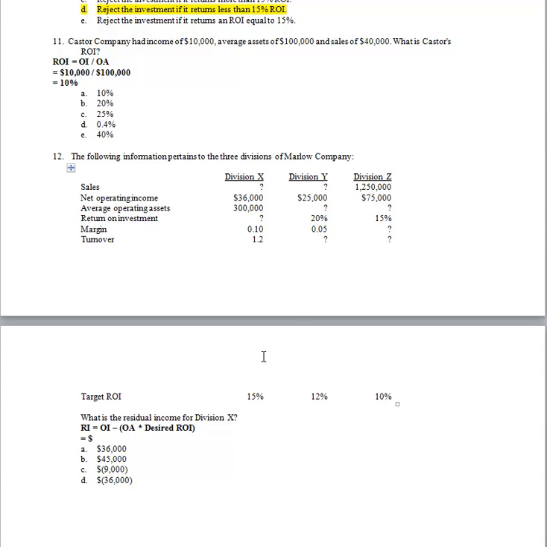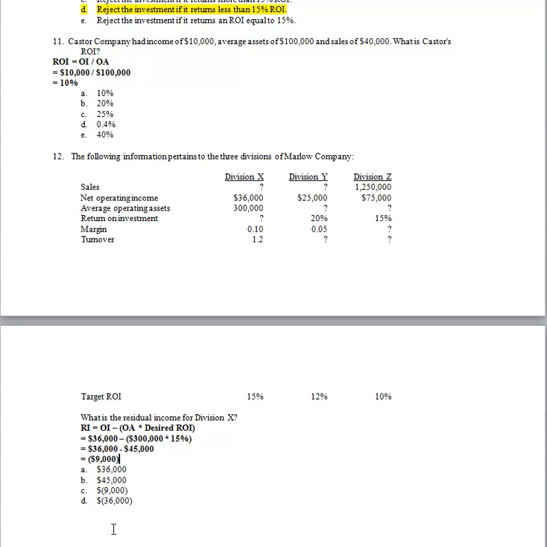So looking at division X, we have operating income of $36,000. We have operating assets of $300,000. The company has a targeted ROI of 15% for that division. So targeted ROI is the same thing as desired ROI. So if we do this, we have $36,000 minus $45,000. Based on the targeted ROI, this division needs to have operating income of $45,000, but we don't. It only has operating income of $36,000, which means we have a negative residual income of $9,000.